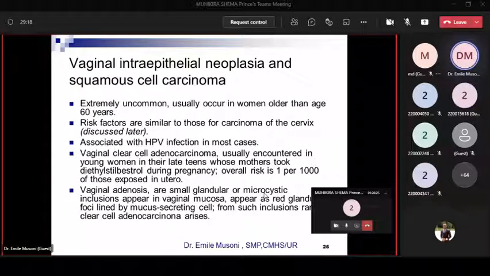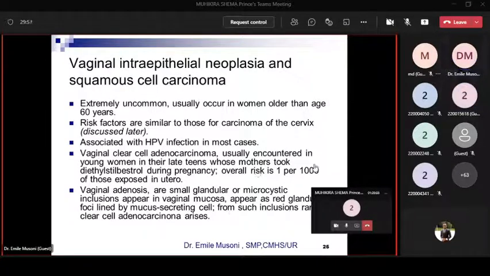For the tumors and neoplasms, we have vaginal intraepithelial neoplasia and squamous cell carcinoma. And these are common. Even in our settings, you see some squamous cell carcinoma and vaginal intraepithelial neoplasia of the vagina. They are associated with HPV. And what you must know is that HPV is a sexually transmitted disease.